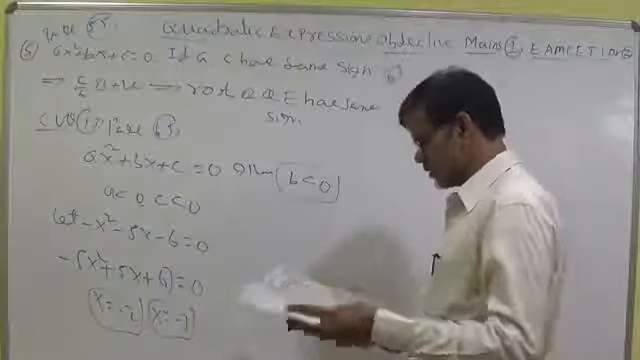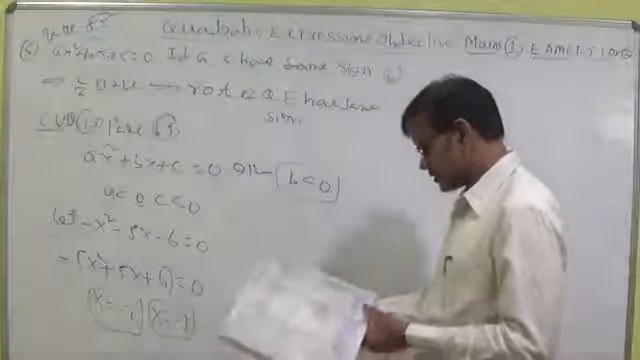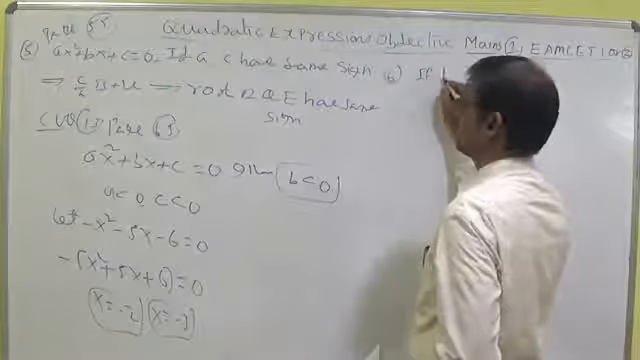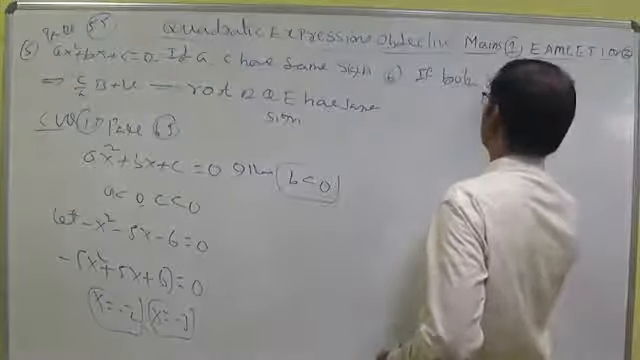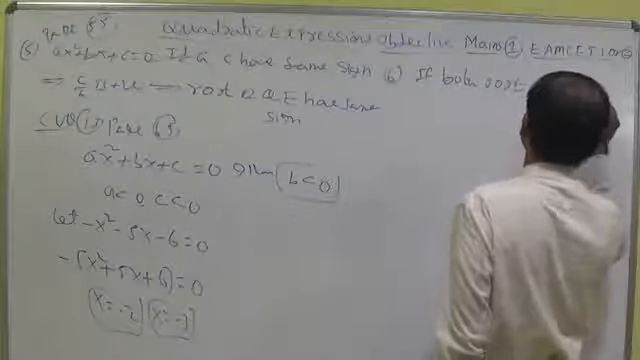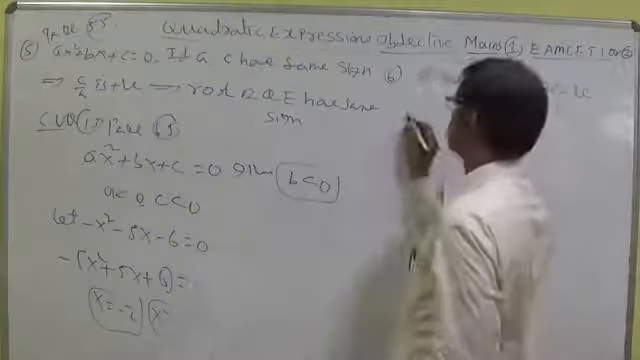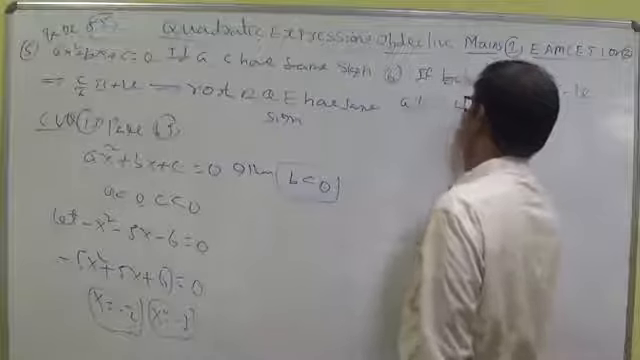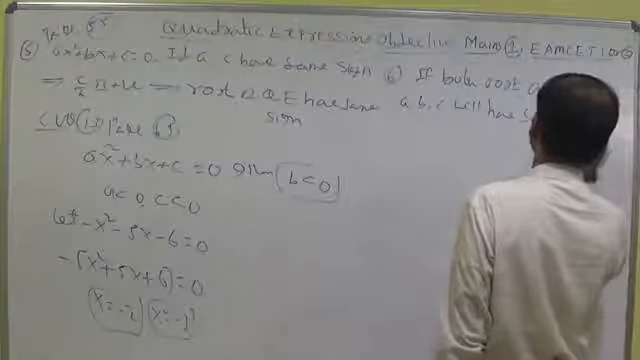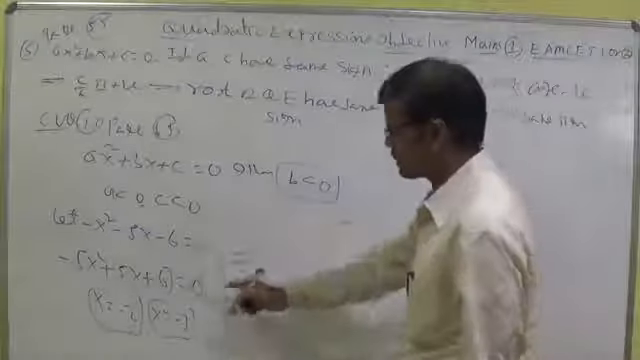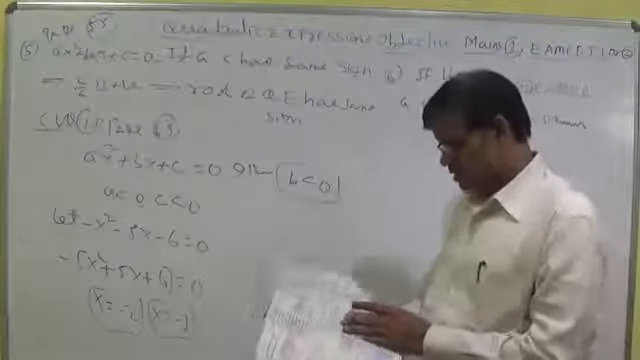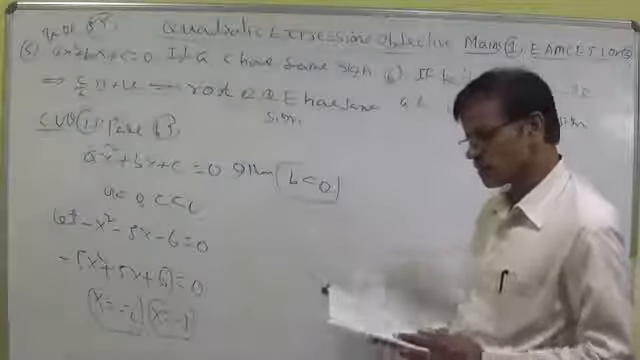Next, the 6th point depends upon the synopsis. If both roots are negative, then a, b, c will have the same sign. Same concept, because both roots are negative: x² + 5x + 6, a, b, c, the same concept. This is also CUQ 13, students.